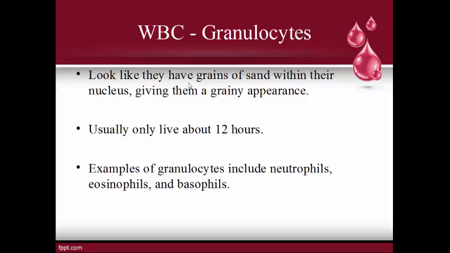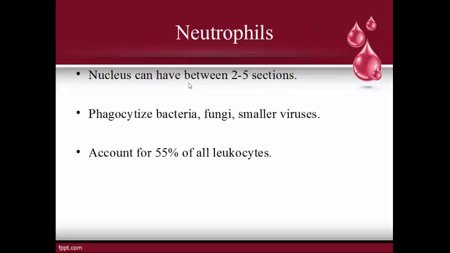These only live for about 12 hours approximately. And some examples of granulocytes: neutrophils, eosinophils, and basophils. Neutrophils, their nucleus can have anywhere between 2 to 5 different lobes, or 2 to 5 different sections. These will engulf and phagocytize bacteria, fungi, and some smaller viruses. And this is a great majority of white blood cells. About 55% of all white blood cells are neutrophils.